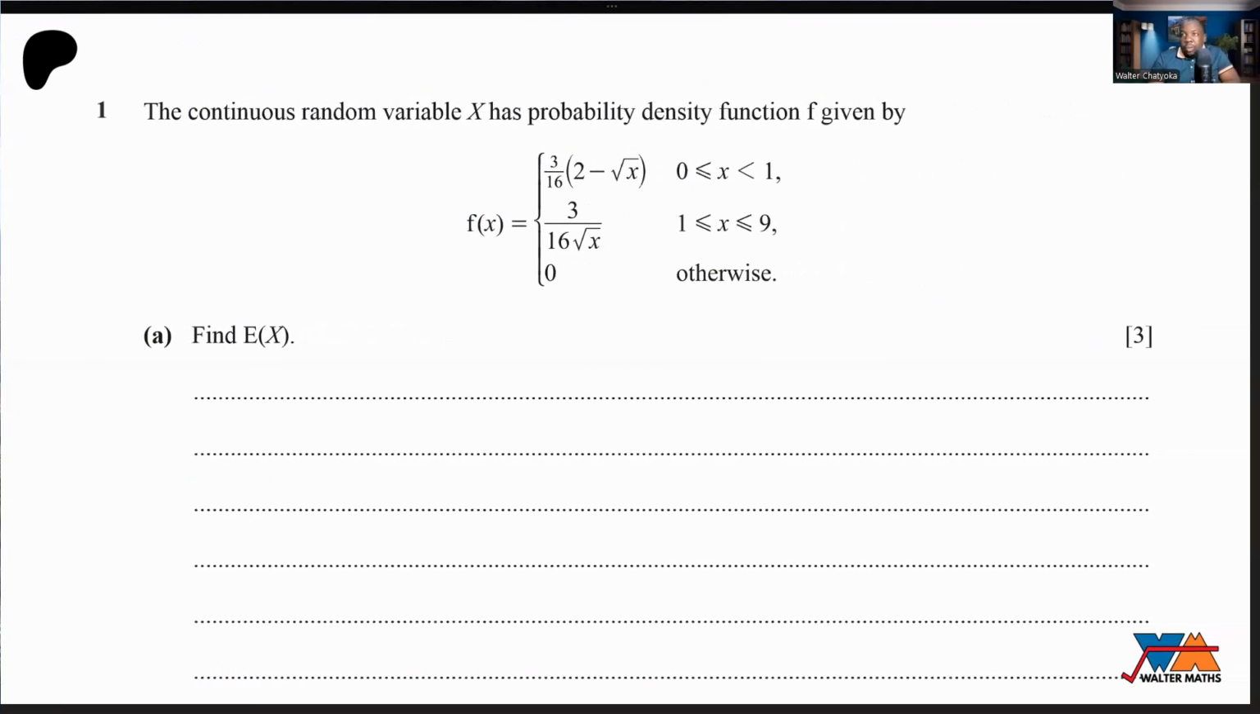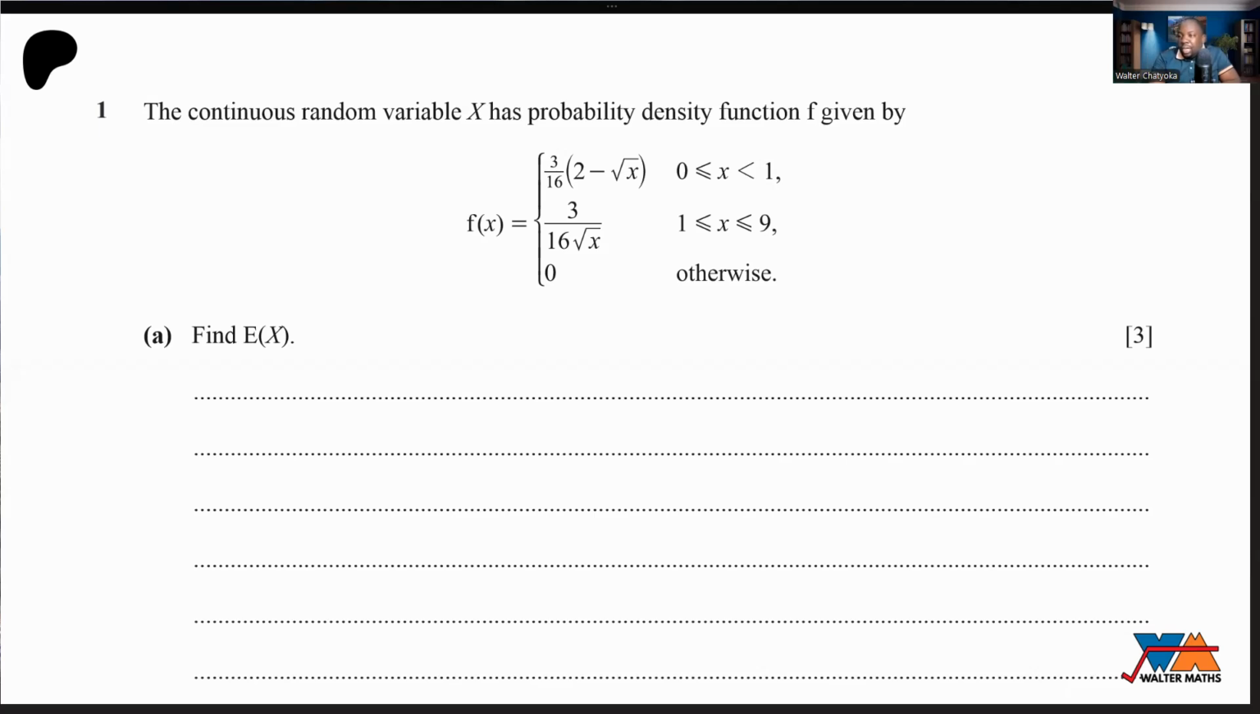All right, so we're starting with question number 1, and it says, the continuous random variable x has probability density function f given by f of x is equal to 3/16 of 2 minus root x for values of x ranging between 0 and 1, and 3 over 16 root x for values of x ranging between 1 and 9, or 0 otherwise. On part A, they say we should find the expectation.